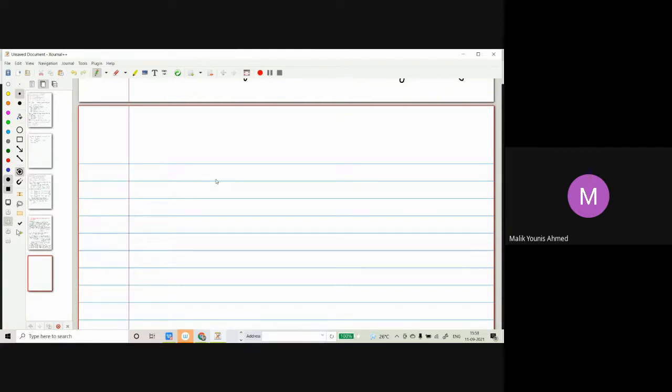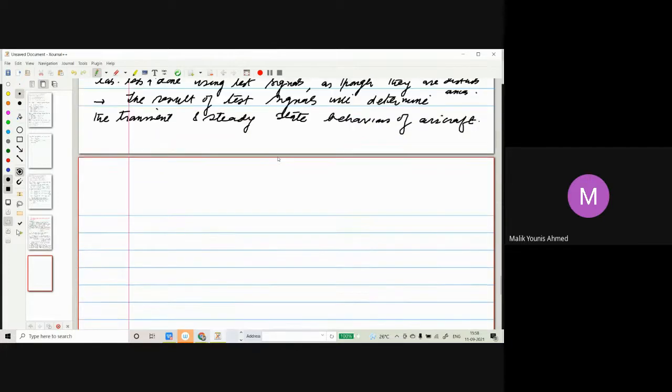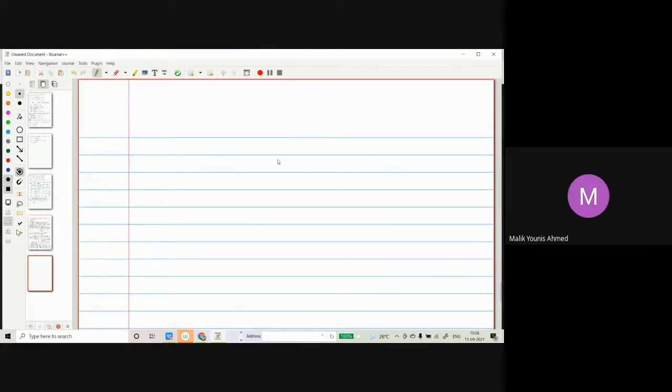Okay, if the test report is satisfactory, now we have subjected it to the numerous tests. The objective is that we need to say the behavior in terms of transient and steady state behavior. Now, if the test report is satisfactory, then we can conclude that the behavior of the aircraft in terms of stability and time response will be satisfactory for any type of disturbance.